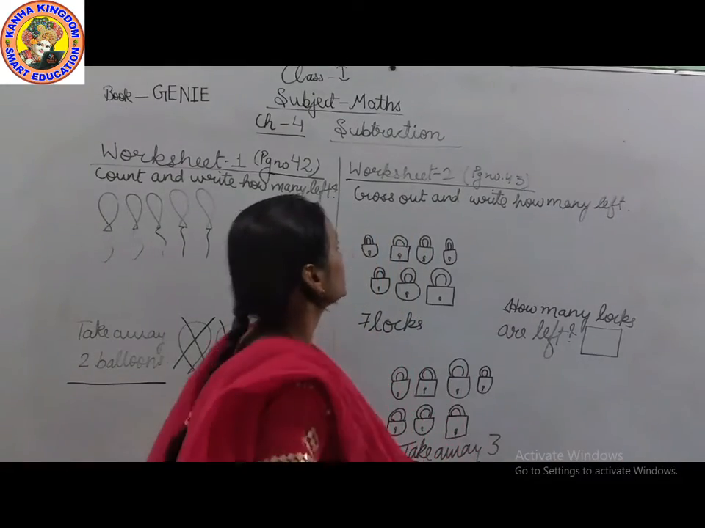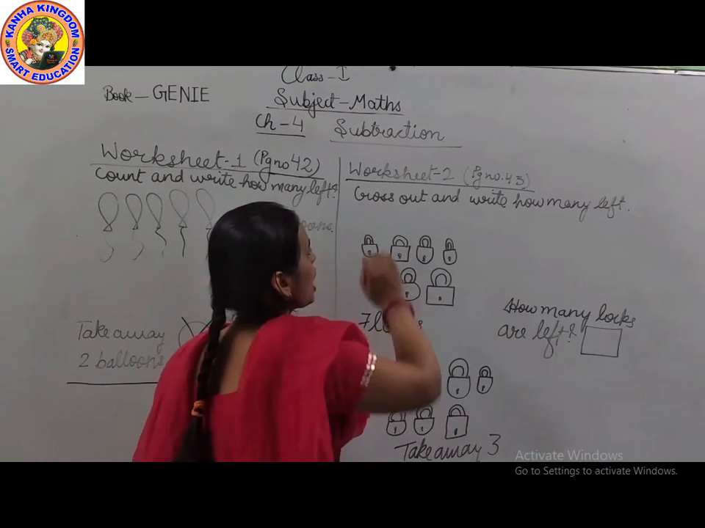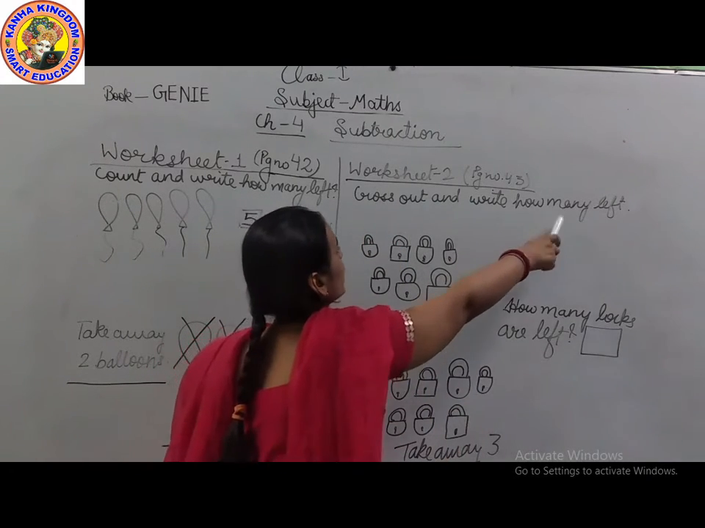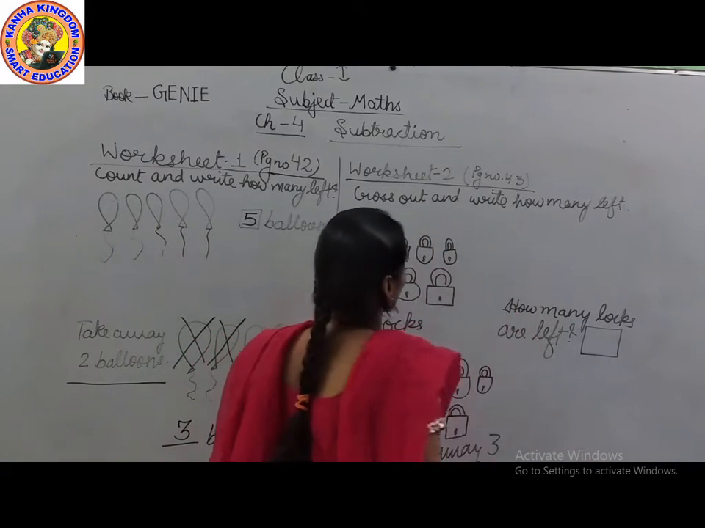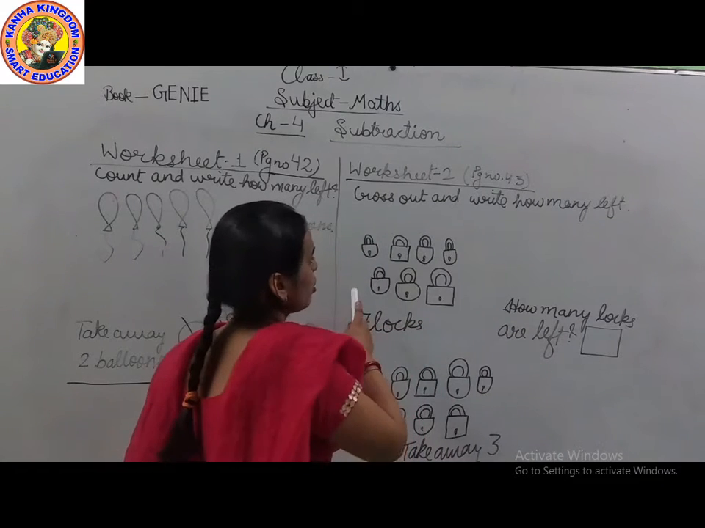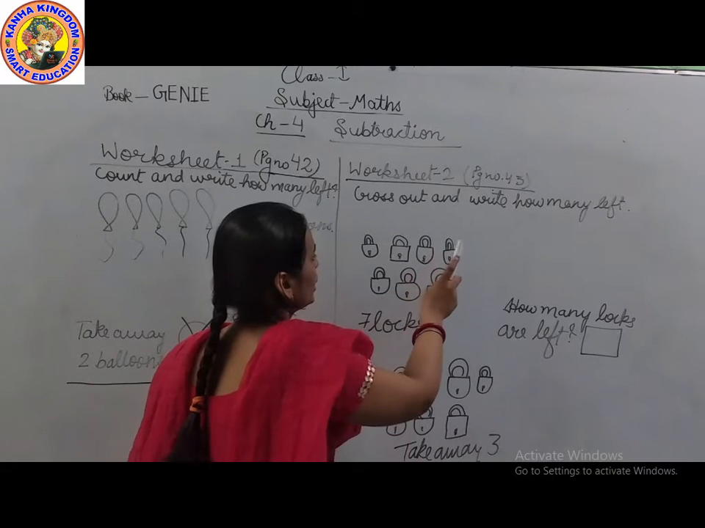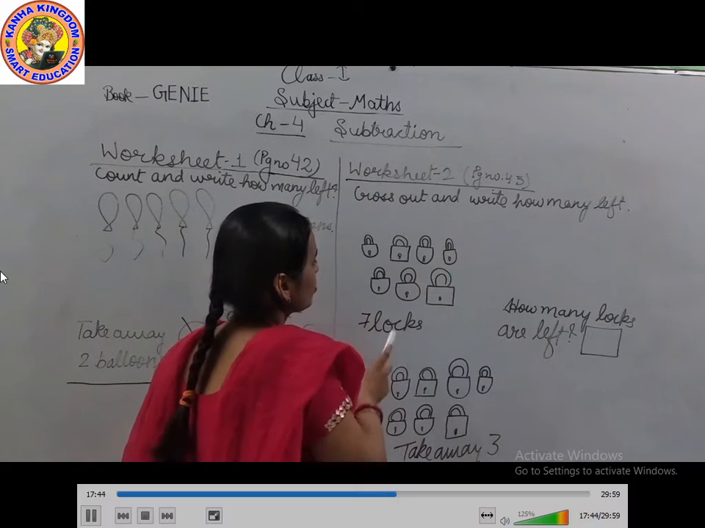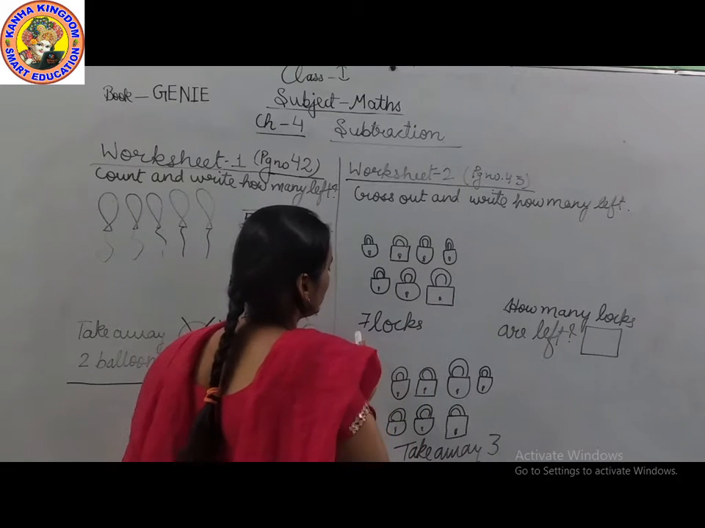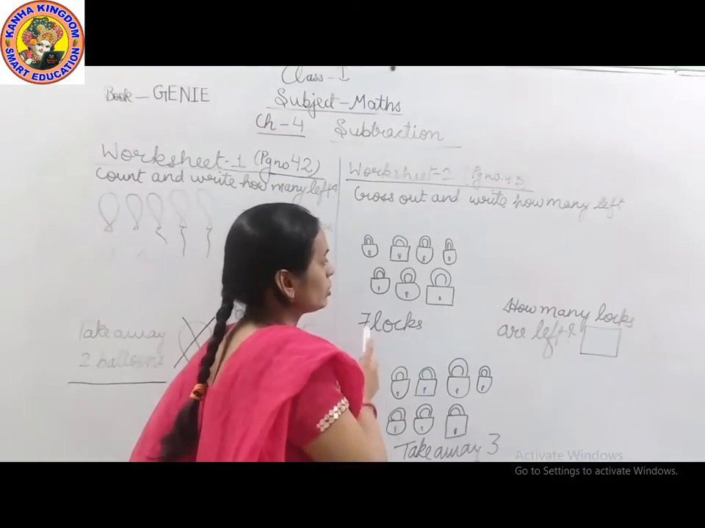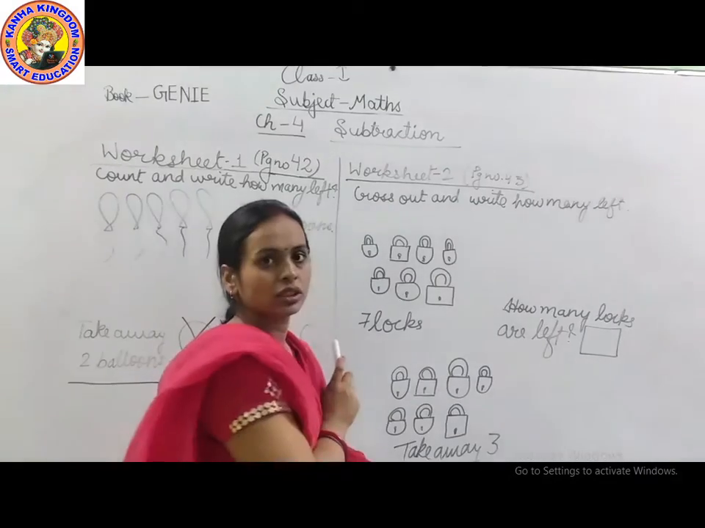Now next worksheet is worksheet number 2. Page number 33. Cross out and write how many left. First we count 1, 2, 3, 4, 5, 6, 7. So total number of blocks is 7 blocks.